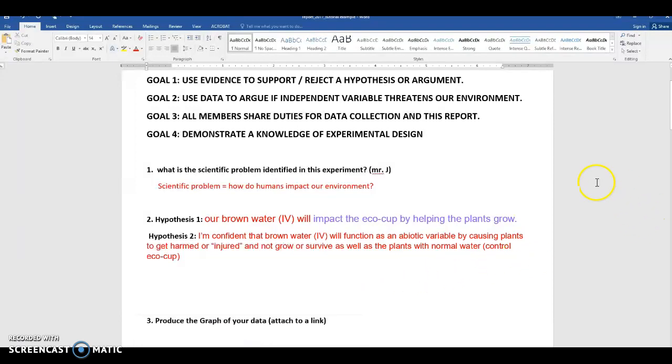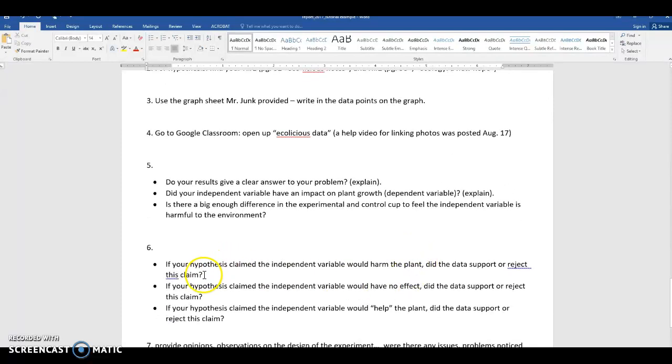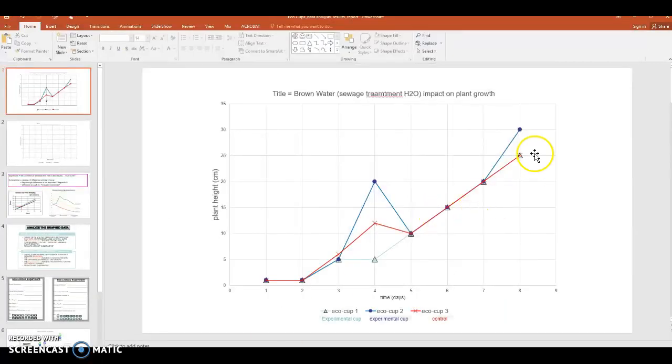If we wanted to remind ourselves, it's the question down here on page 3, we get help for number 6, right? It says, if your hypothesis claimed, so right here, this is the one for hypothesis 2 we should look at. If your hypothesis claimed the independent variable would harm the plant, did the data support or reject this claim? So we have to go to the data. The data shows that the plants did as well or potentially better with the brown water. So it appears that the brown water doesn't hurt plant growth. It appears generally that either brown water doesn't have an effect or it might help a little. So we have to reject hypothesis 2.